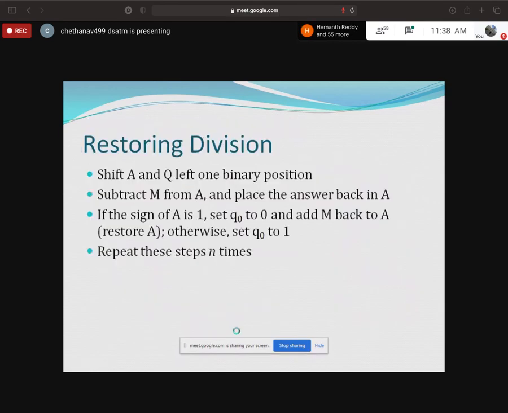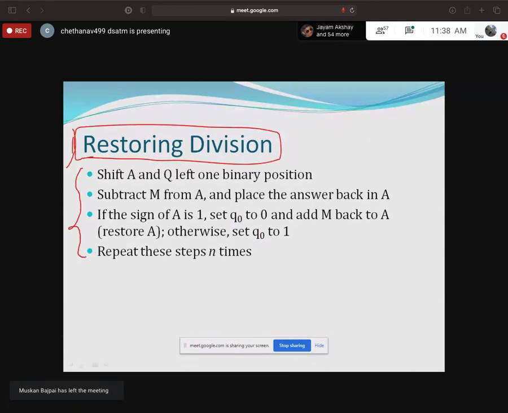So the first method is restoring division. As I said, we are going to discuss the first method of division, that is restoring division. What is restoring division? It's very simple. We are supposed to do only 4 steps, following the proper procedure. We have to use two registers: A is one register and Q is another register. You can call A the accumulator or anything you want.